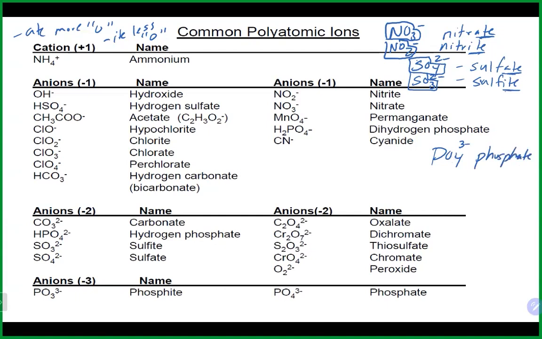And if I wanted phosphite, it should have one less oxygen. Everything else would be the same. So it would just drop off basically one oxygen and will be the phosphite.